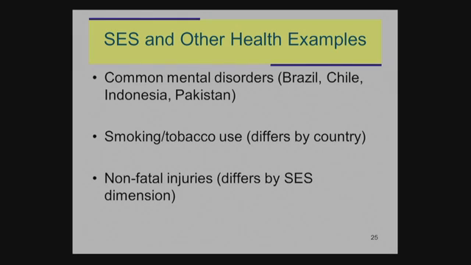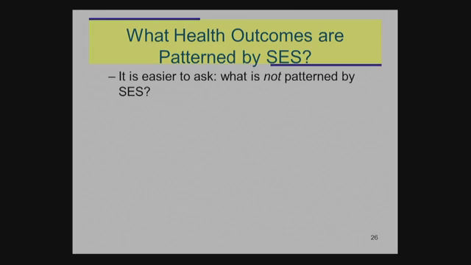Non-fatal injuries, again, this differs a little bit by socioeconomic status, but in a very wide range of situations, non-fatal injuries have been shown to be socially patterned. In fact, the association between socioeconomic status and health is so persistent and so widespread, it's almost easier to ask what things are not patterned by socioeconomic status. Are there any examples we can think of in which something isn't patterned, in which people with more education would have worse outcomes?